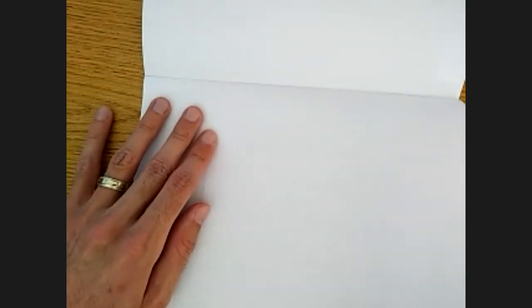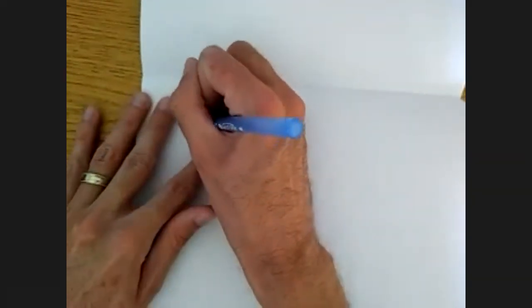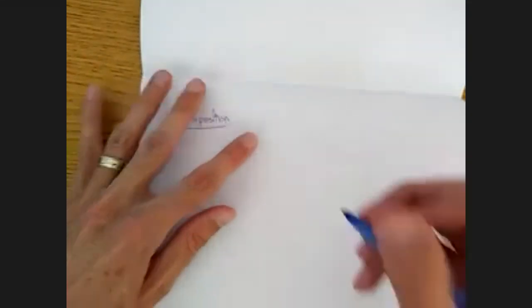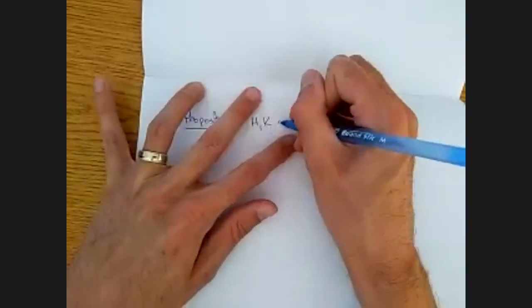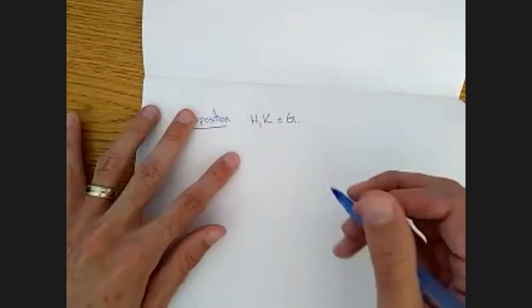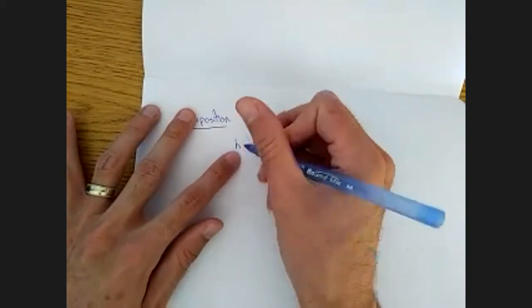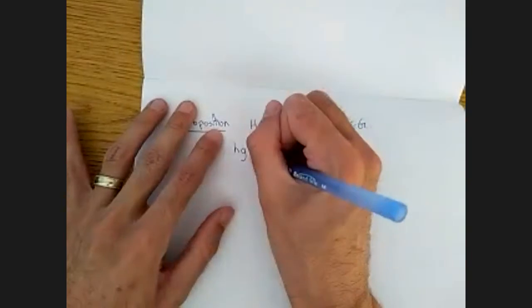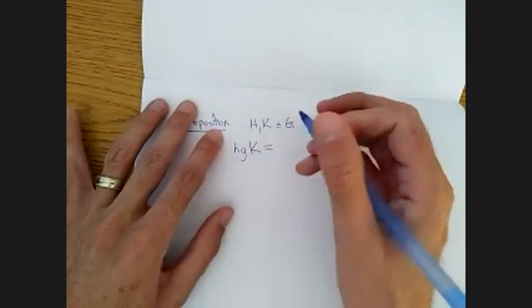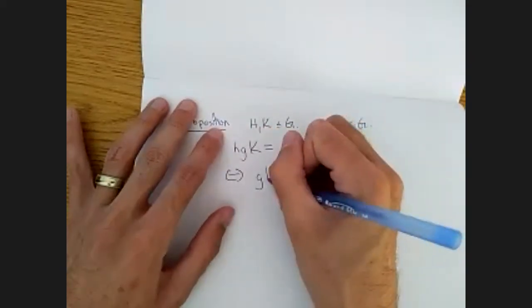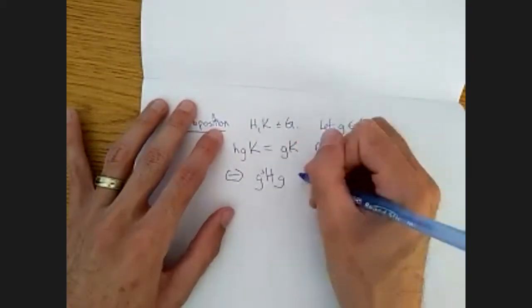Before I move on to this next part, let's do an in-depth look at the following property. Let's just call it a proposition. H and K are subgroups of G, and g is an element of G. Let's try and show that hgK equals gK for all h in H, if and only if g inverse Hg is a subset of K.